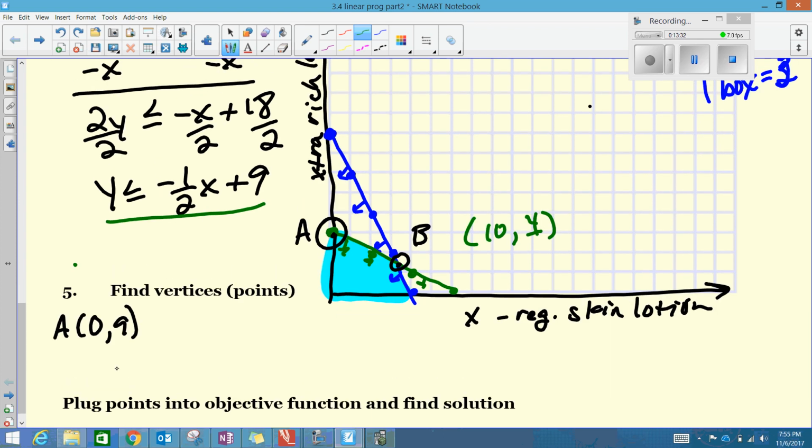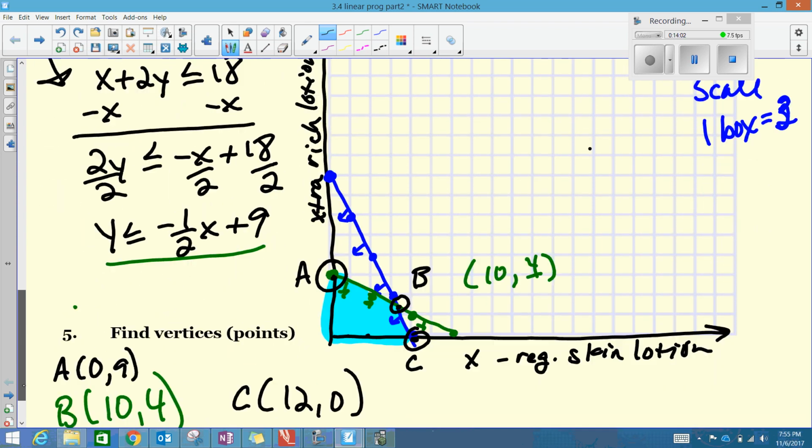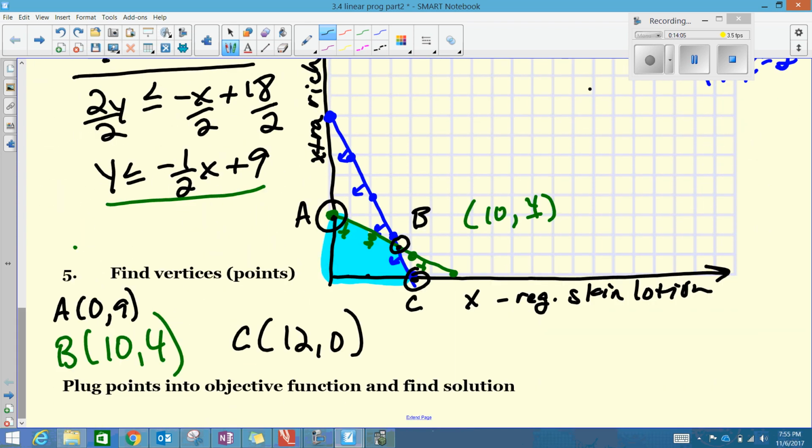Now you won't always have to use another method, but sometimes you will. It really depends on your scale and the equations. So B is 10, 4, and C is actually, that's a good point, I want to use my scale. So 3, 6, 9, 12. So C is 12, 0. So those are my 3 points. And now those are my 3 vertices. Oh, and I've got a 4th one here. D is 0, 0.